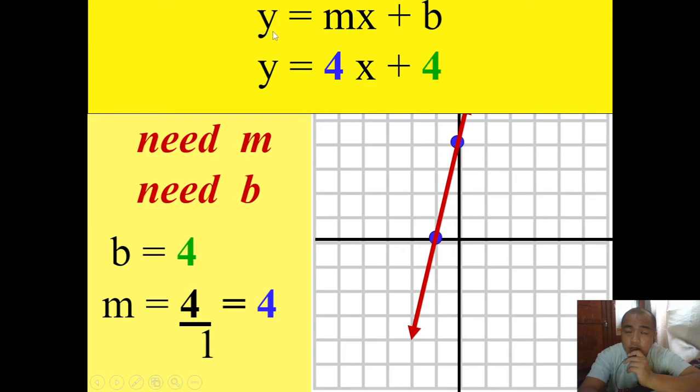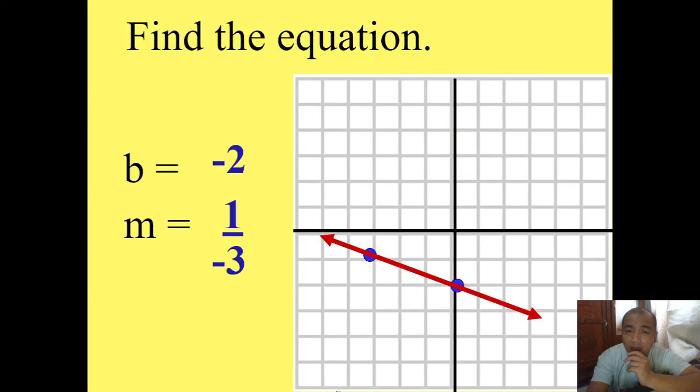So substitute in the slope-intercept form of the equation of the line, y equals mx plus b, so it's y equals 4x plus 4. So that is now the equation of the line, given the graph. How about this? Find the equation of the graph here. So first, you need to know the slope and y-intercept. So the y-intercept is negative 2 while the slope is 1 over 1, 2, 3. Negative 1/3.